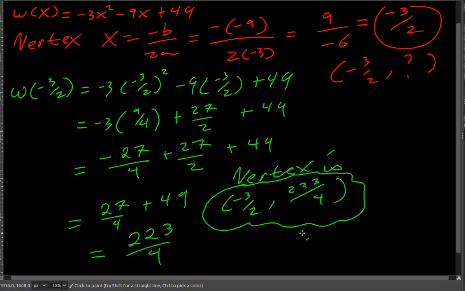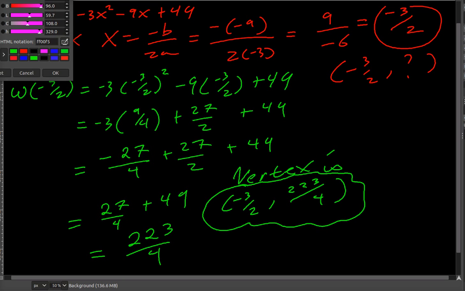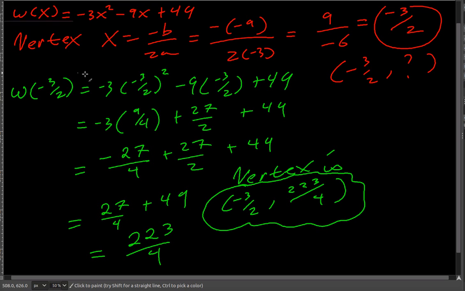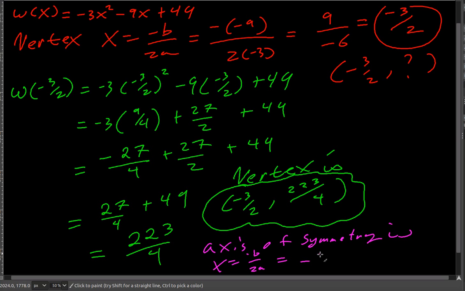Okay, awesome. But what about the axis of symmetry? Where's that at? The axis of symmetry is x equals negative b over 2a, and we already found that. What did we find? Negative 3 halves. So that's the axis of symmetry. Well, if this makes sense, then now you can do problem 8.